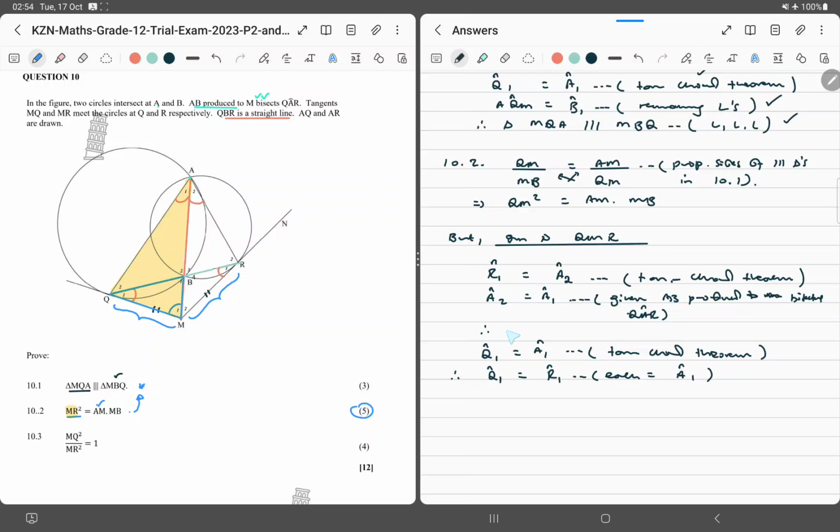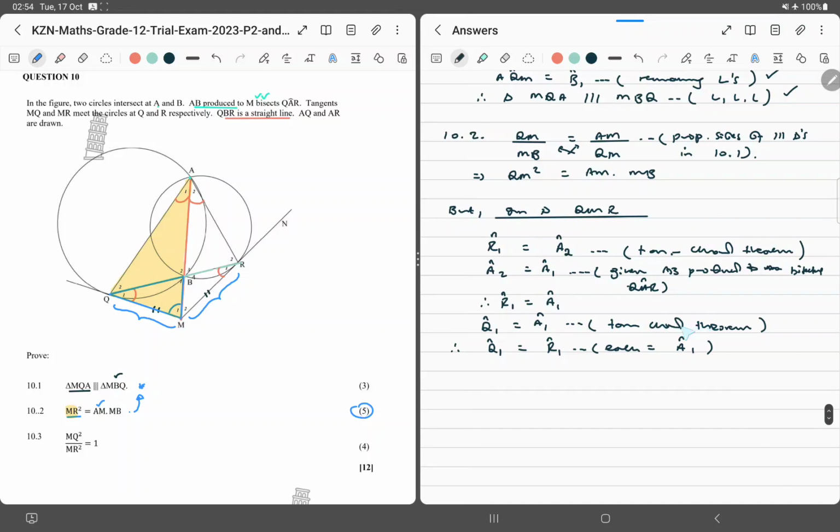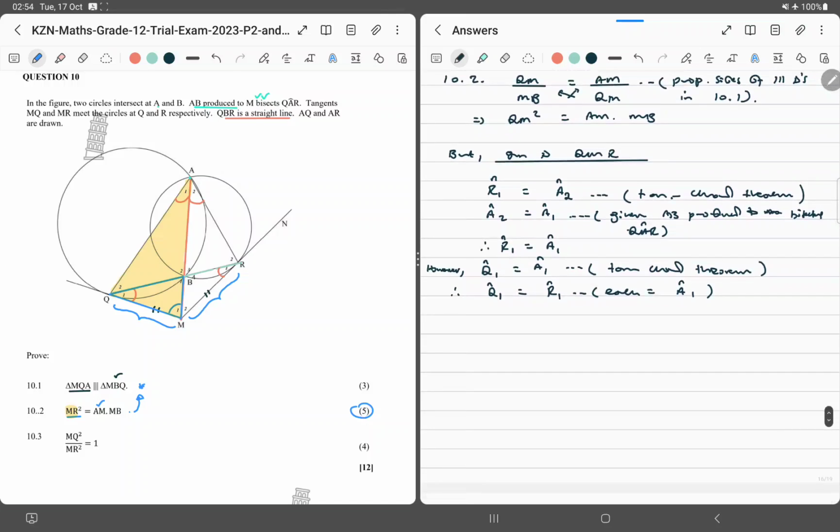Then here we can make a conclusion that therefore angle R1 is also equal to angle A1, because we need to link these two, and we can see why that is the case. So we leave it like that, and then we come here and sort it out and say, therefore we make a conclusion. And then now once we make this conclusion, we can conclude that essentially QM is equal to MR.